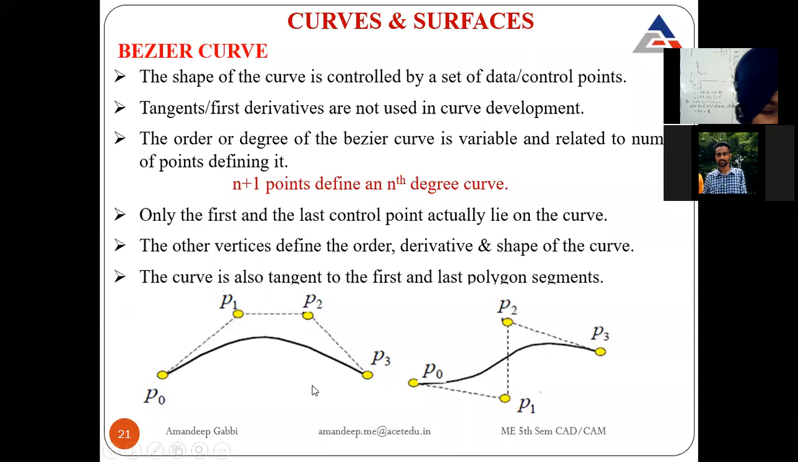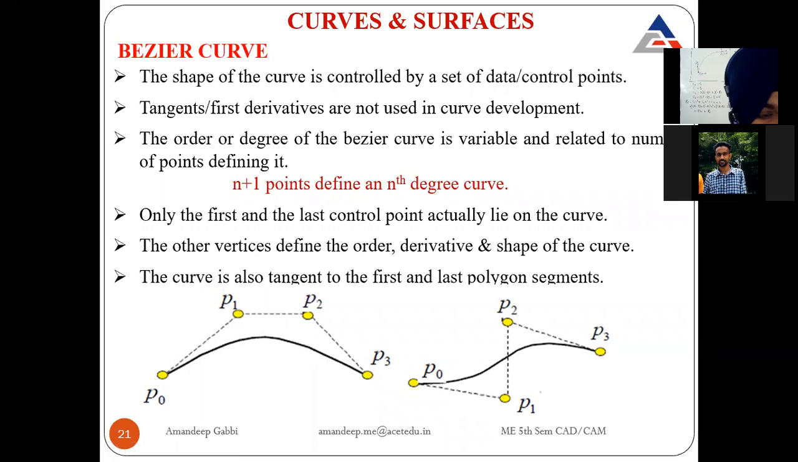The end points are on the curve, and the other points are not on the curve, and still they are controlling the curve. The shape of the curve is controlled by a set of data points. If you pick P1 from this point and move it there, the curve will be sharpened from this end, like this.